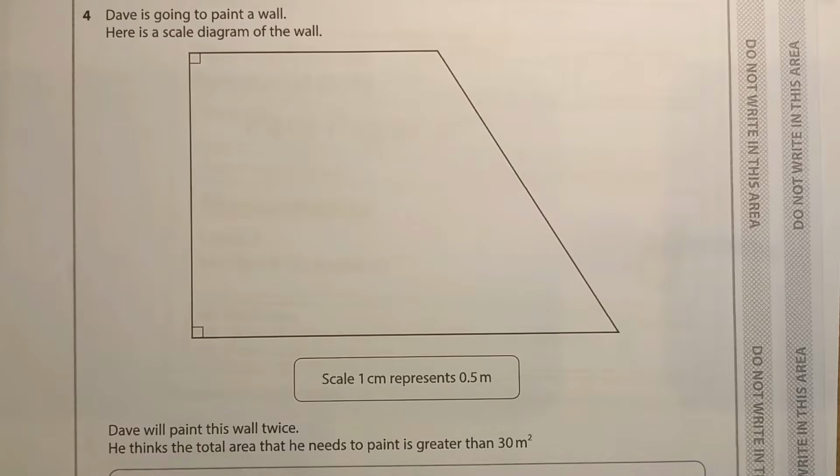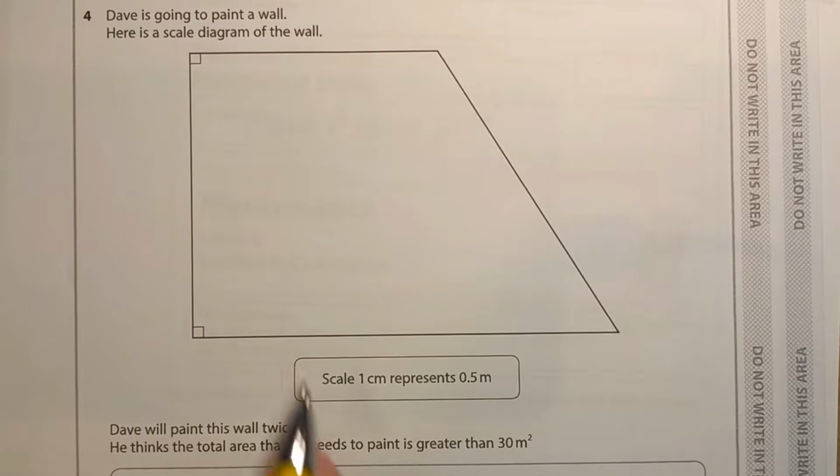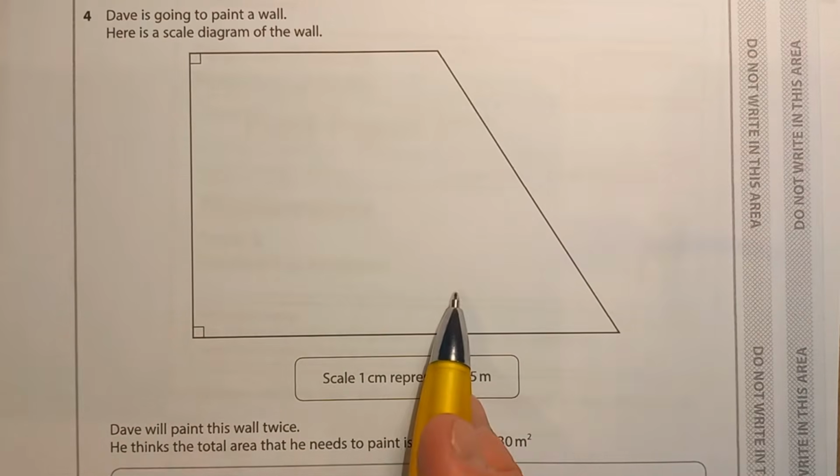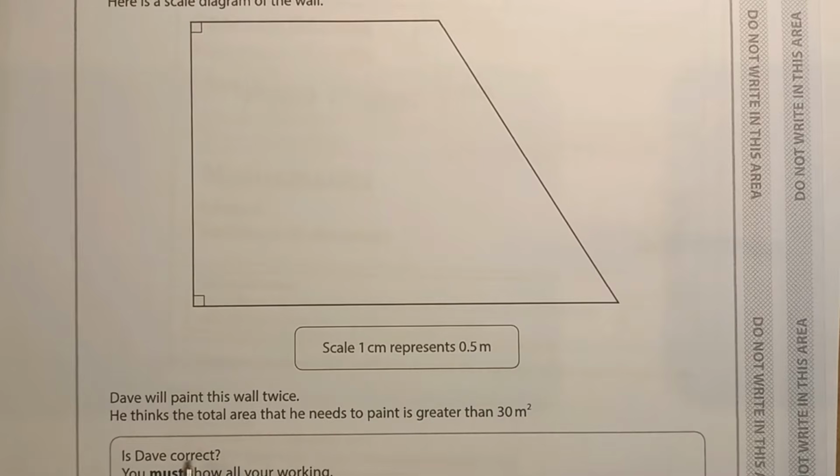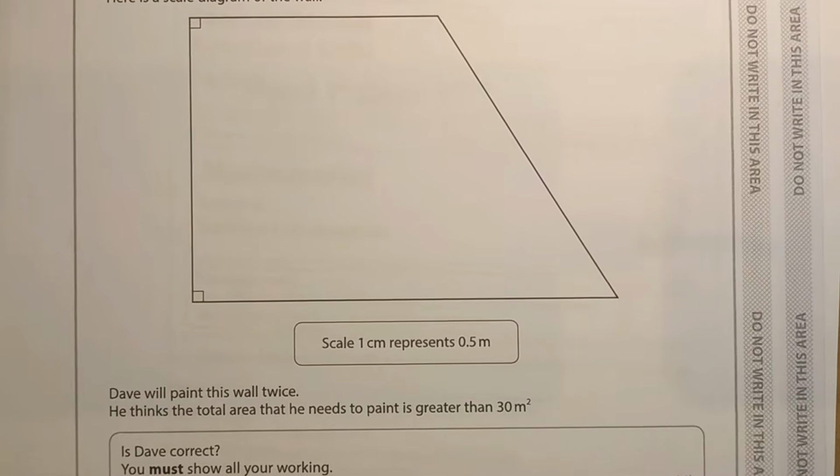Question 4. Dave is going to paint a wall. Here is a scale diagram of the wall. And we're told that scale is 1 centimetre represents 0.5 metres. Dave will paint this wall twice. He thinks the total area that he needs to paint is greater than 30 metres squared. Is Dave correct? You must show all your working.